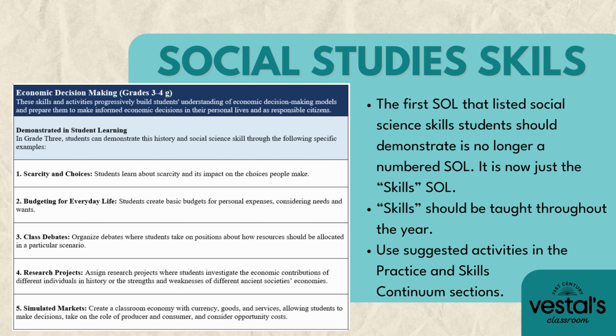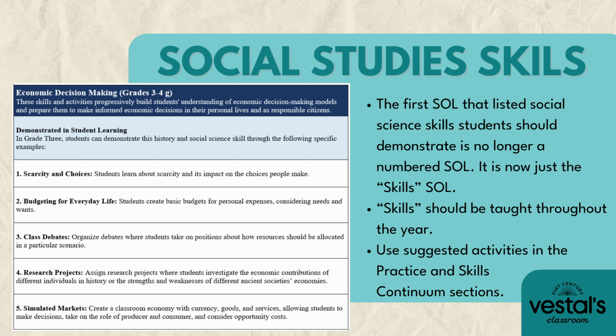Now let's jump over to the social studies skills that we were just talking about. One thing that is a little different across all of the grade levels is the skills that come at the beginning of the SOLs. Previously, skills were always listed as the first SOL. That is no longer the case. Instead of being a numbered SOL, you're just going to see skills listed before the numbered SOLs begin.